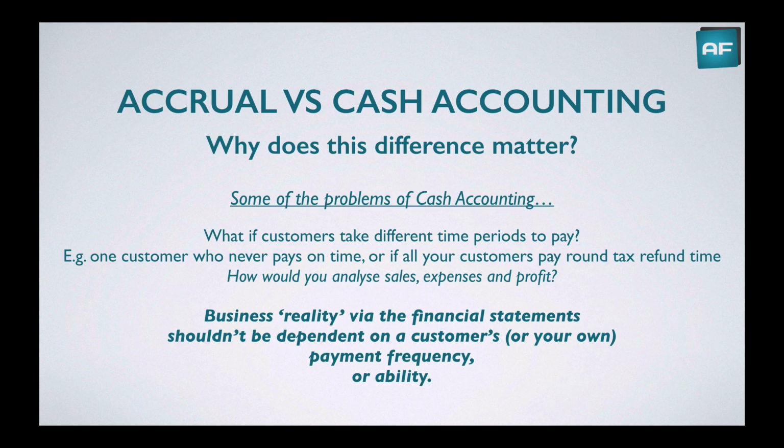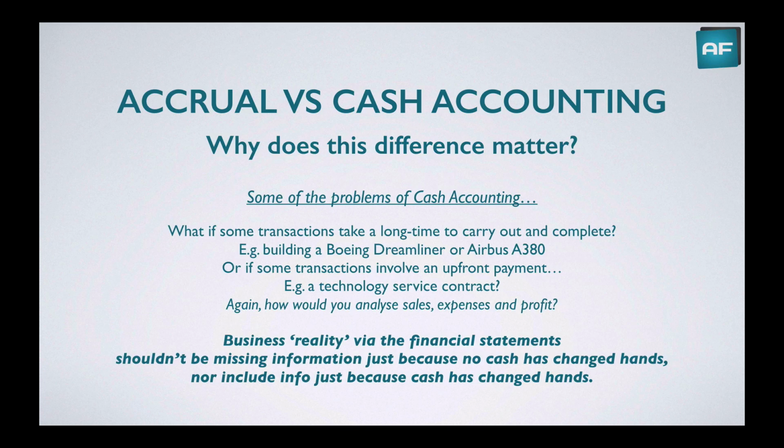So business reality via the financial statements shouldn't be dependent on a customer's or your own payment frequency or payment ability. That is, when you're analyzing financial statements, you're trying to make decisions about things you can control. That's why we have these financial statements, as I mentioned, so you can make decisions. So you want to be able to make decisions on things that you control. And if your business reality, according to the financial statement, is based on something outside of your control, like when someone decides they can pay or when someone can pay, then that is not going to give you the best information to make decisions on.